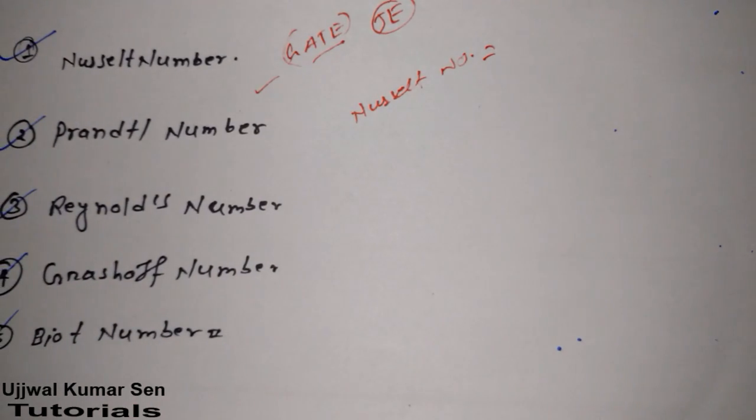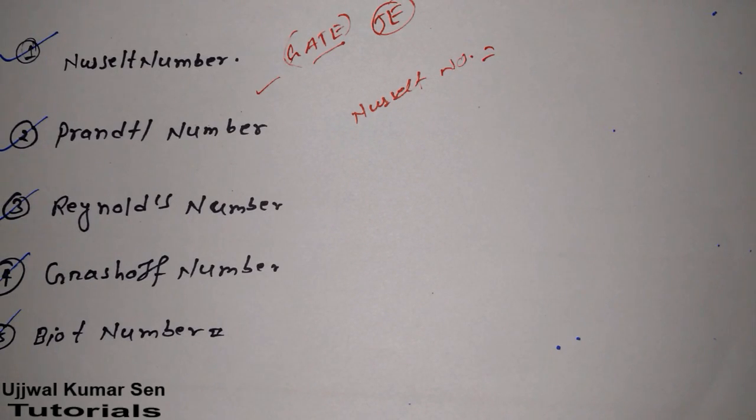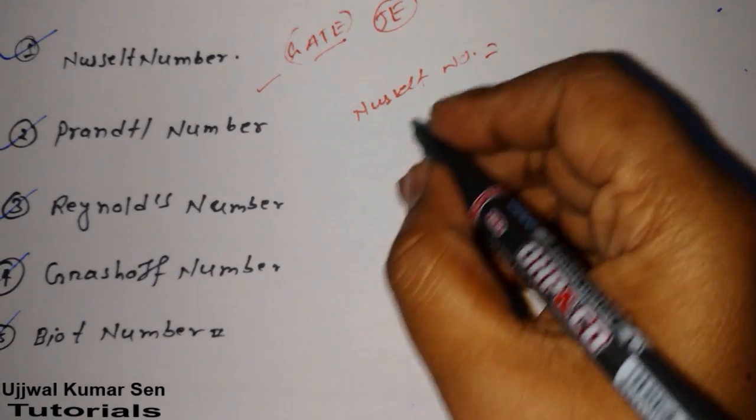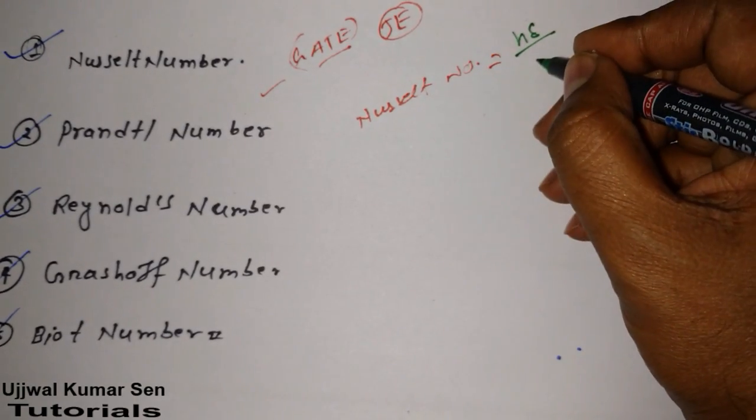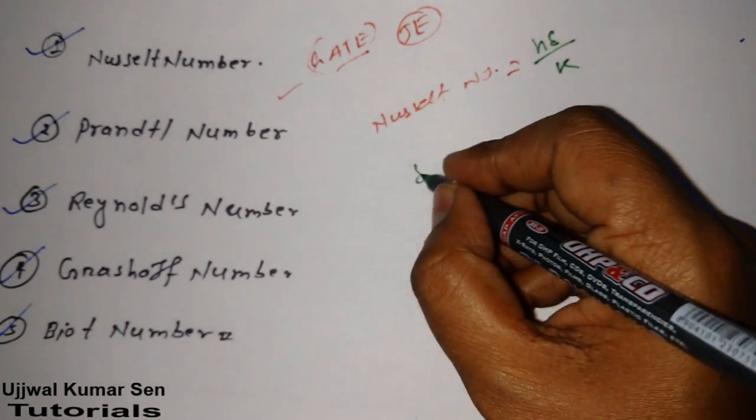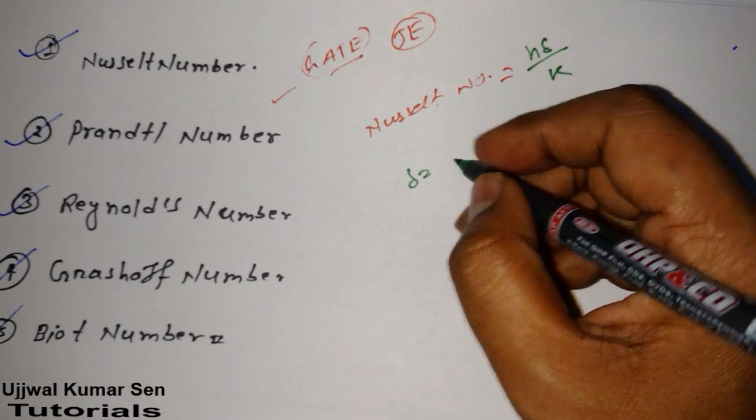So basically, if you are preparing for convection, then this number is most important. You will definitely get this number. What is it and how is it? What is the formula of it? You will need to know. So basically, the formula of this is h delta upon k, and delta is known as characteristic length.